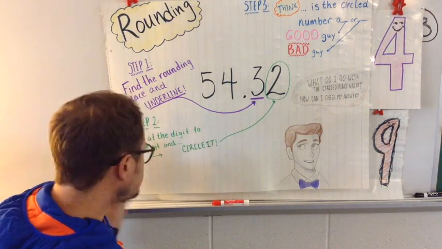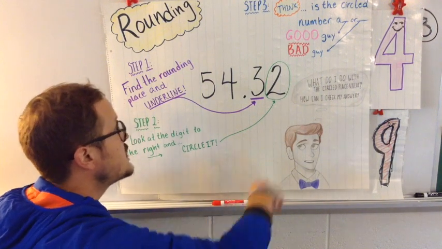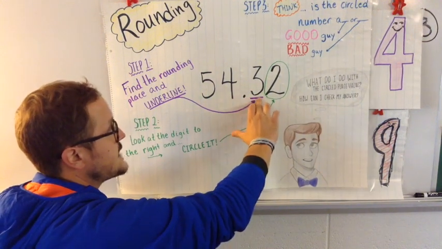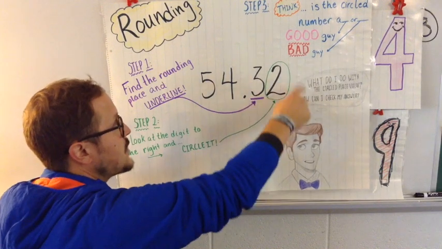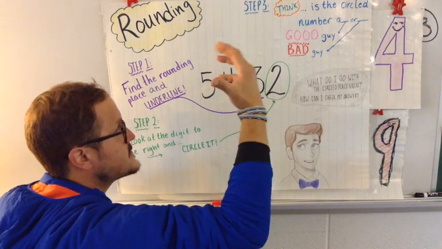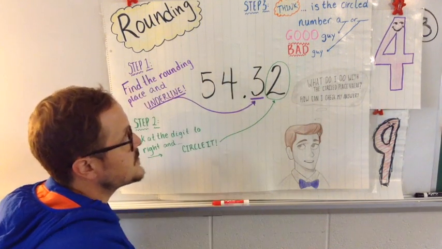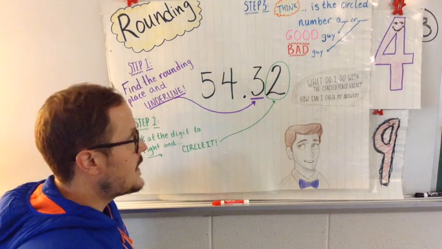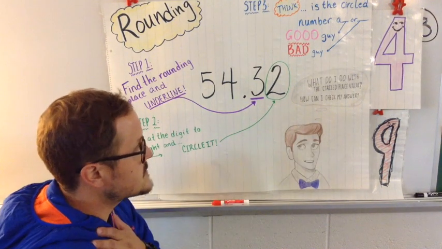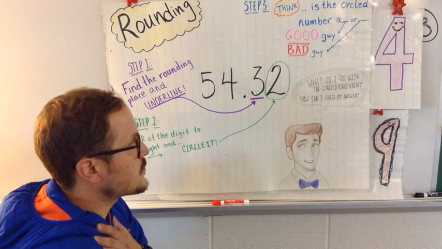Step 2, look to the digit at the right of the underlined one and circle it. So here's the tenths place value in this case. We're going to circle the hundredths to the right, and from that step right there, it leads us right into step 3, and this is think. Is the number we circled a good guy or a bad guy? A little thought bubble down here is how can I check my answer? And what do I do with this circled place value?